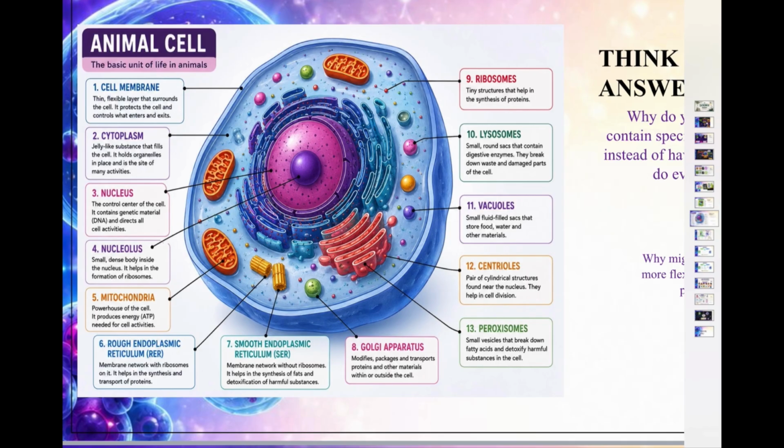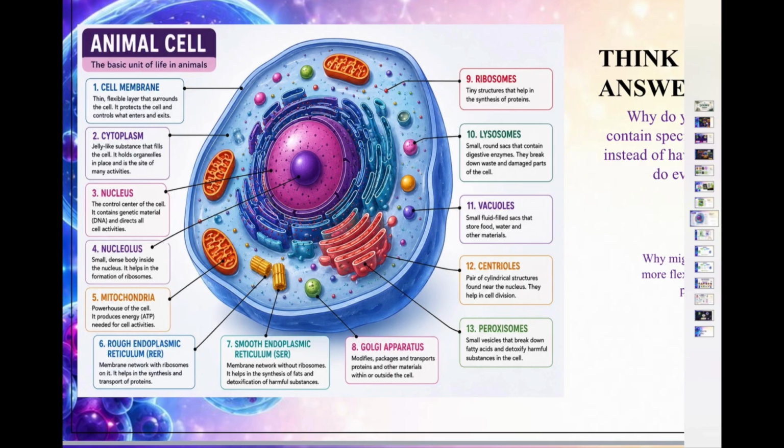Now rough endoplasmic reticulum and smooth endoplasmic reticulum are there. So rough endoplasmic reticulum is that part of the endoplasmic reticulum which is attached with the ribosome. Okay, that's why under the microscope it will appear rough. That's why the name rough endoplasmic reticulum. It is helping in the synthesis of protein. So the smooth one lacks the ribosome part, so it is helping in lipid or fat synthesis.